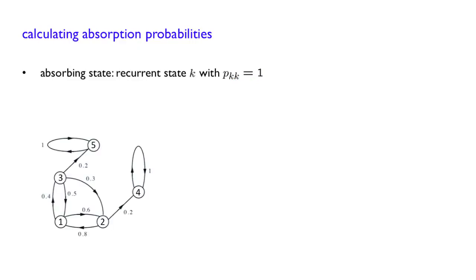For example, consider this transition probability graph. States 4 and 5 are both absorbing states. Indeed, when you get to 4, you stay in 4, or when you get to 5, you stay in 5. States 1, 2, and 3 are transient states. So if the Markov chain initially started in 4, then it will stay in 4 forever. If it started in 5, it's going to stay in 5 forever.